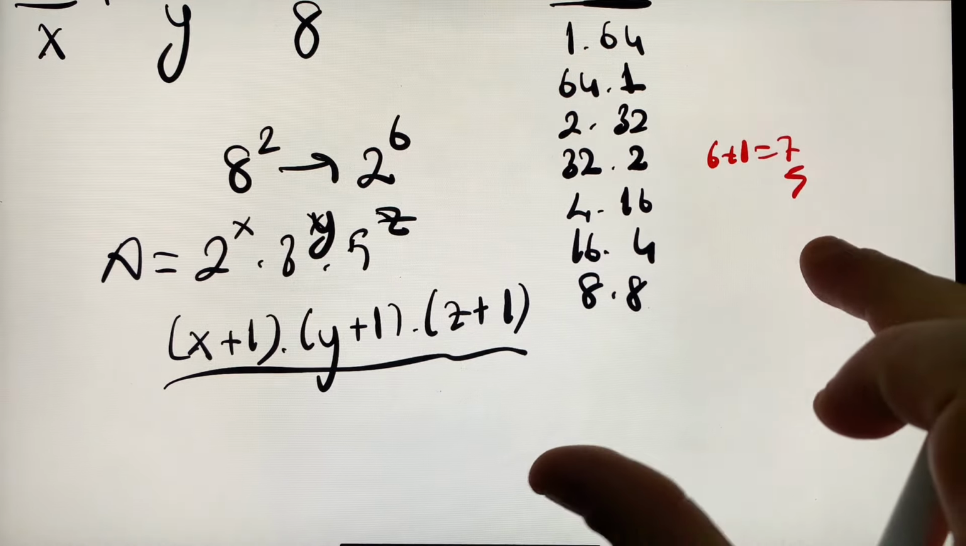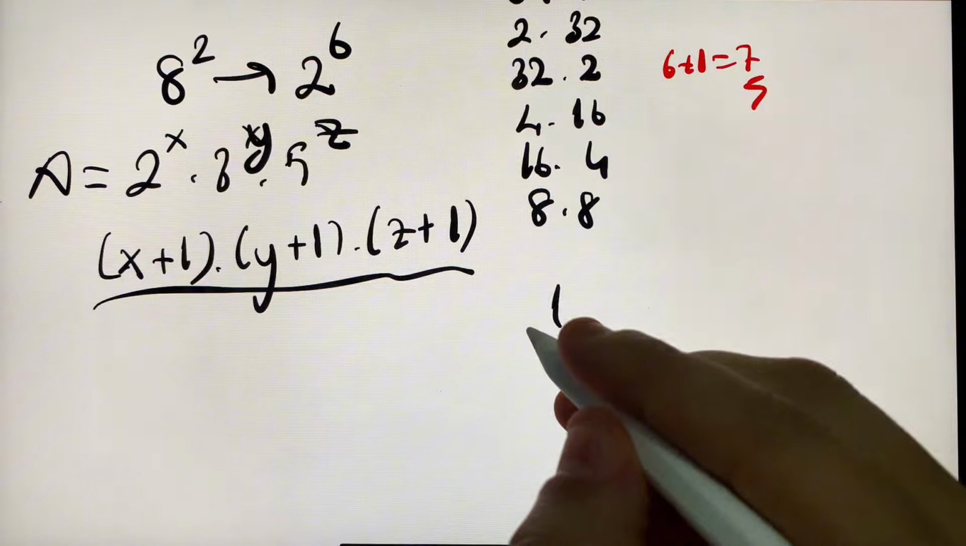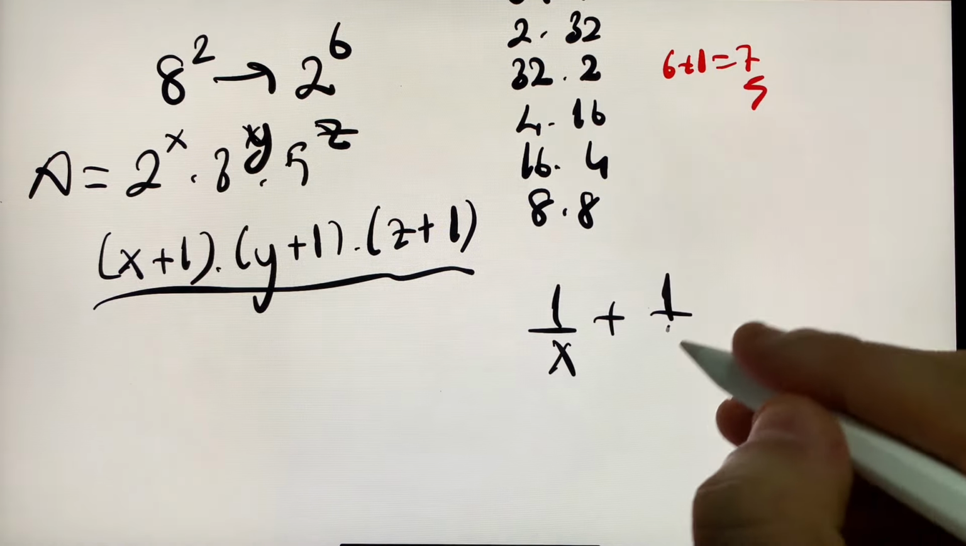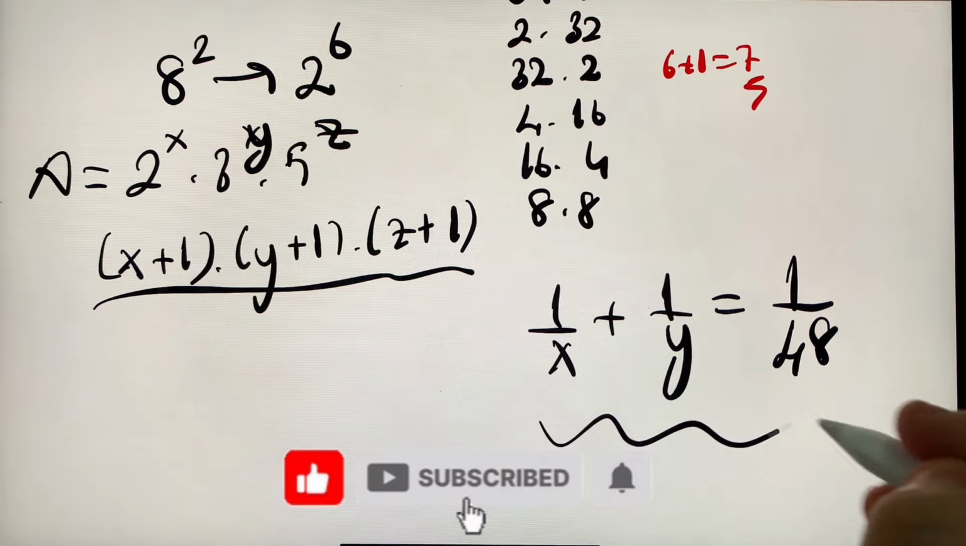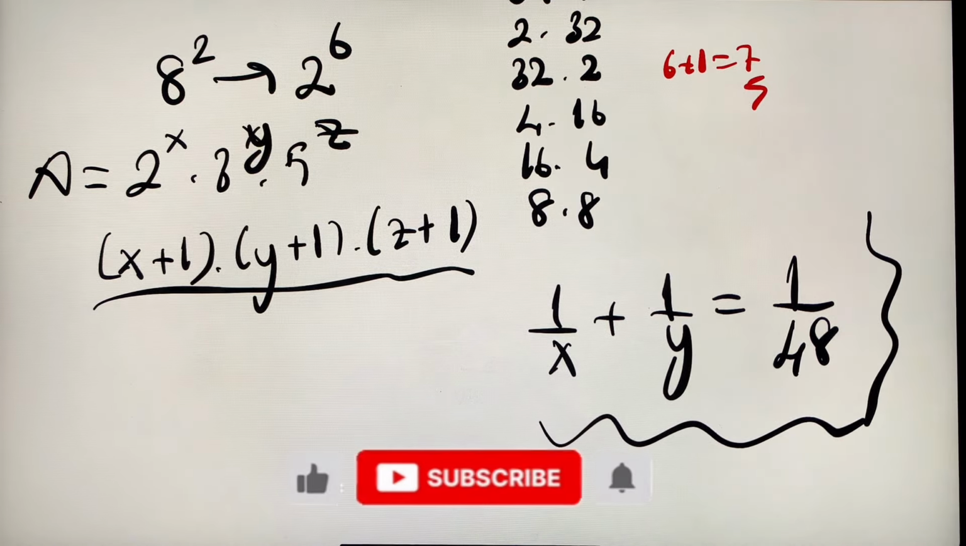What if our question was like this? If 1 over x plus 1 over y is equal to 1 over 48, please write what the answer is in the comments. Waiting for you to write.